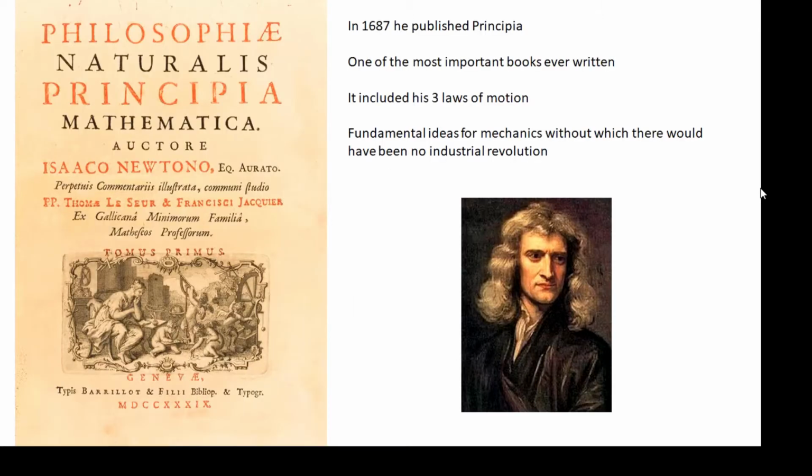So Isaac Newton published a very famous book, Principia, one of the most important books ever written, and in it was his 3 laws of motion, Newton's 3 laws of motion. He didn't come up with it all. A lot of it was building on the work of other people like Kepler and particularly Galileo, but Newton brought it all together. His 3 laws of motion, very, very important. Without it, there wouldn't have been an industrial revolution. So, what are Newton's laws of motion?